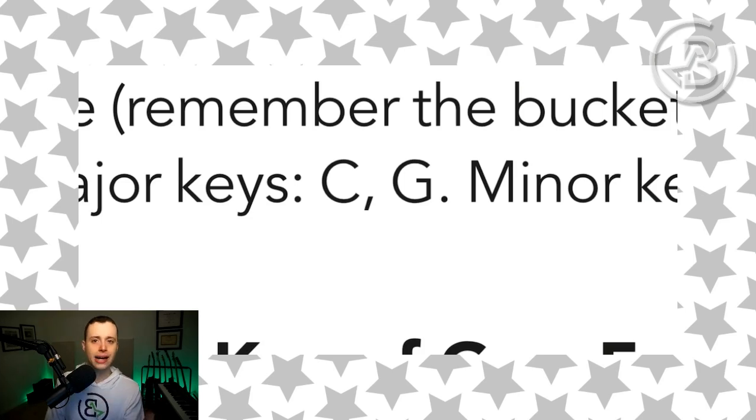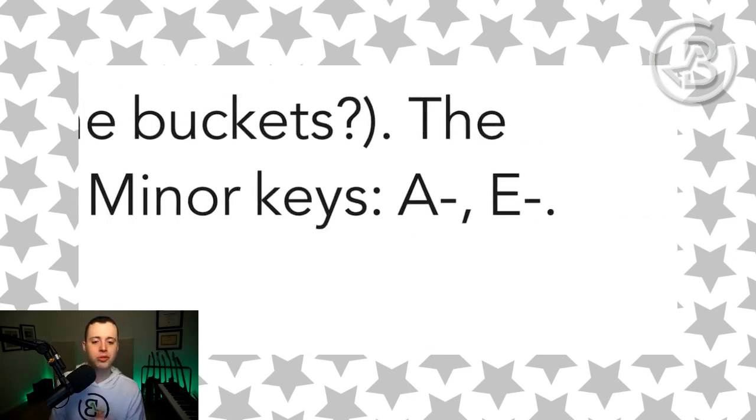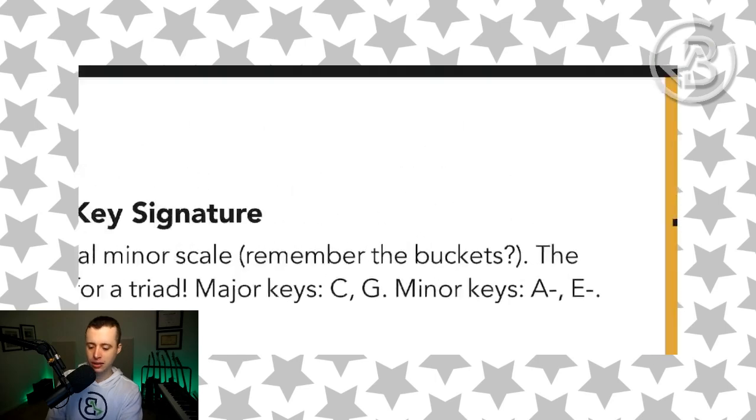Notice we don't need to write anything on that. Just like with major triads, if we don't write anything besides a capital letter, we're assuming the quality of the chord is major. Same thing here. If we just see a C or a G, we're assuming the key is major. And then minor keys would be A minus sign and E minus sign. If we have that minus sign after a letter, we are for sure going to be in a minor key.